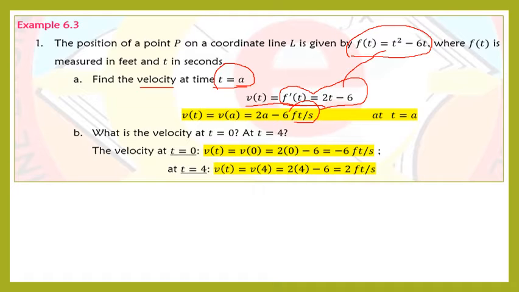Another is, what is the velocity at t equals 0 and at t equals 4? So, the same process pa rin sa first na solution. Substitution lang doon sa function natin na nag-derive na. So, using this function, just simply substitute t is equal to 0. So, we get negative 6 feet per second. At t is equal to 4 naman, ang makukuha natin na velocity is 2 feet per second.